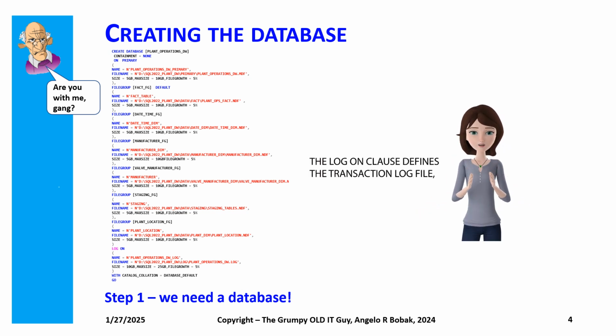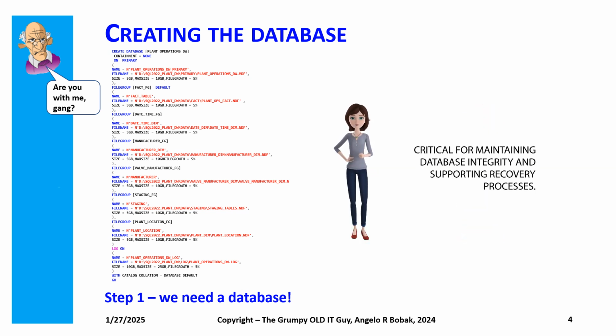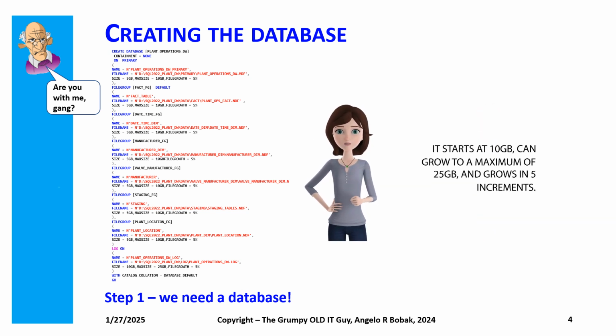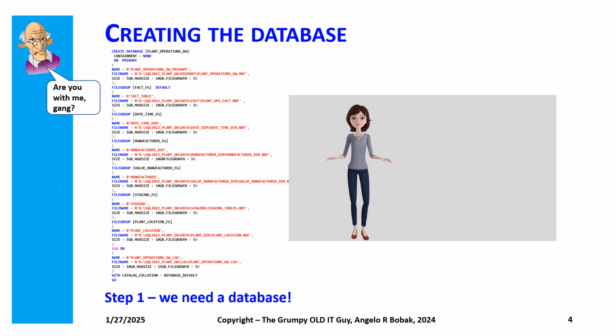The LOG ON clause defines the transaction log file, critical for maintaining database integrity and supporting recovery processes. The log file is named Plant Operations DW Log and stored in a file called PlantOperationsDW.log. It starts at 10 GB, can grow to a maximum of 25 GB, and grows in increments of 5. Easy, correct?